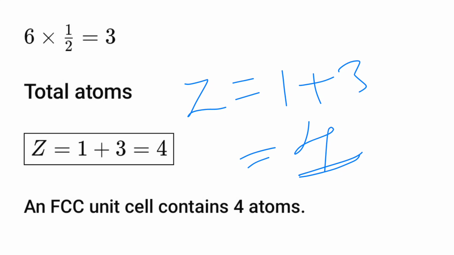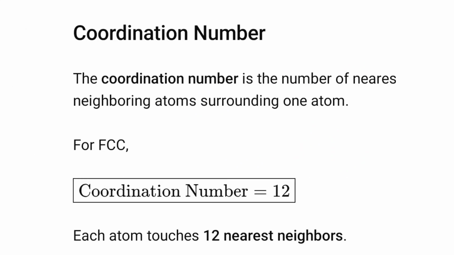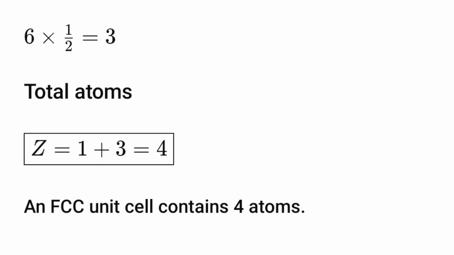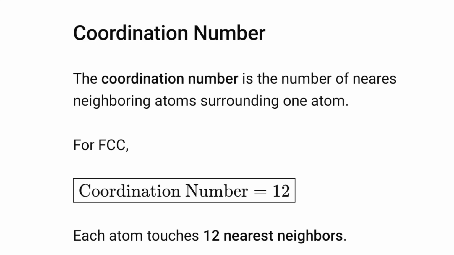In simple cubic, the number of atoms is 1, and in BCC the number of atoms per unit cell is 2. Here the number of atoms per unit cell Z in FCC is 4. These are important from the examination point of view. Coordination number is the number of nearest neighboring atoms surrounding one atom. The coordination number of FCC is 12.